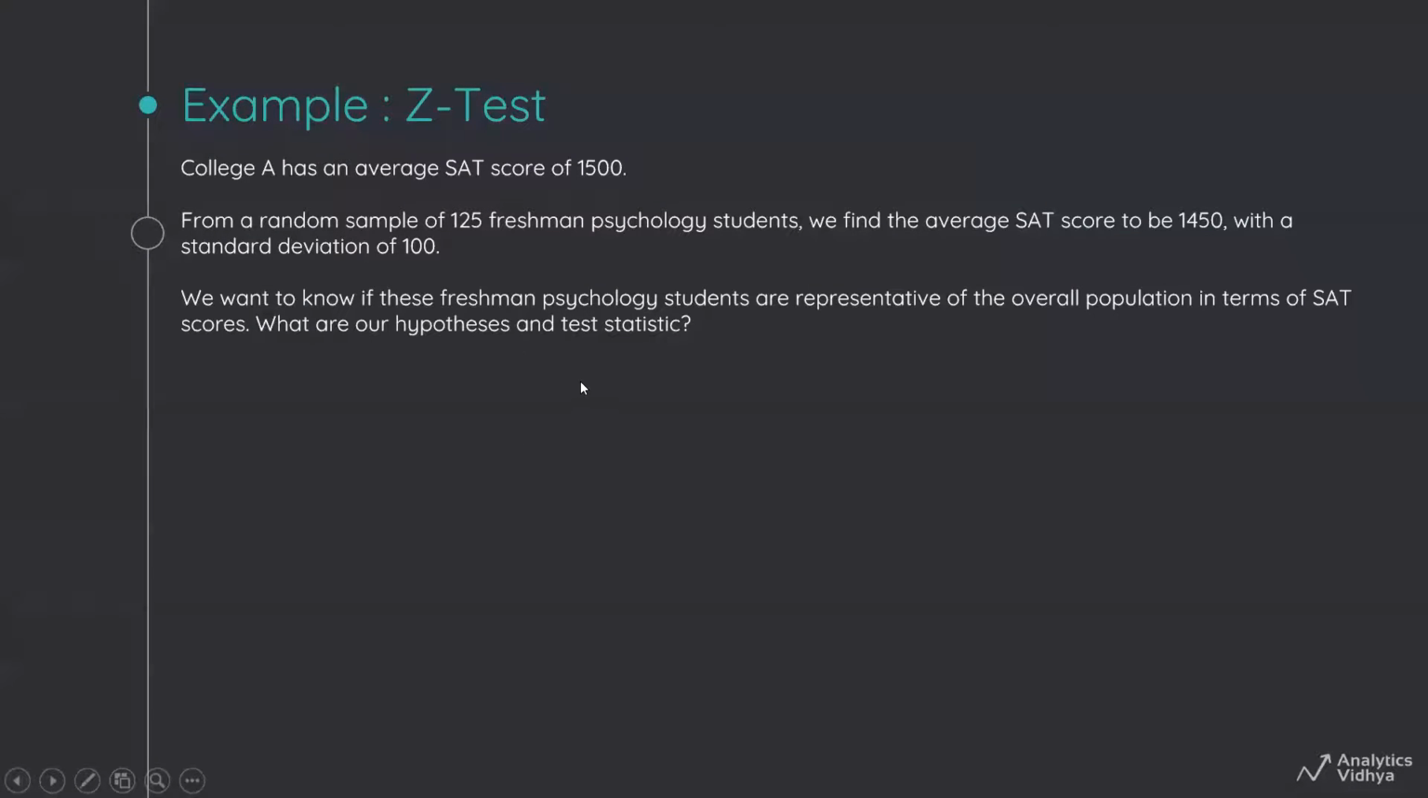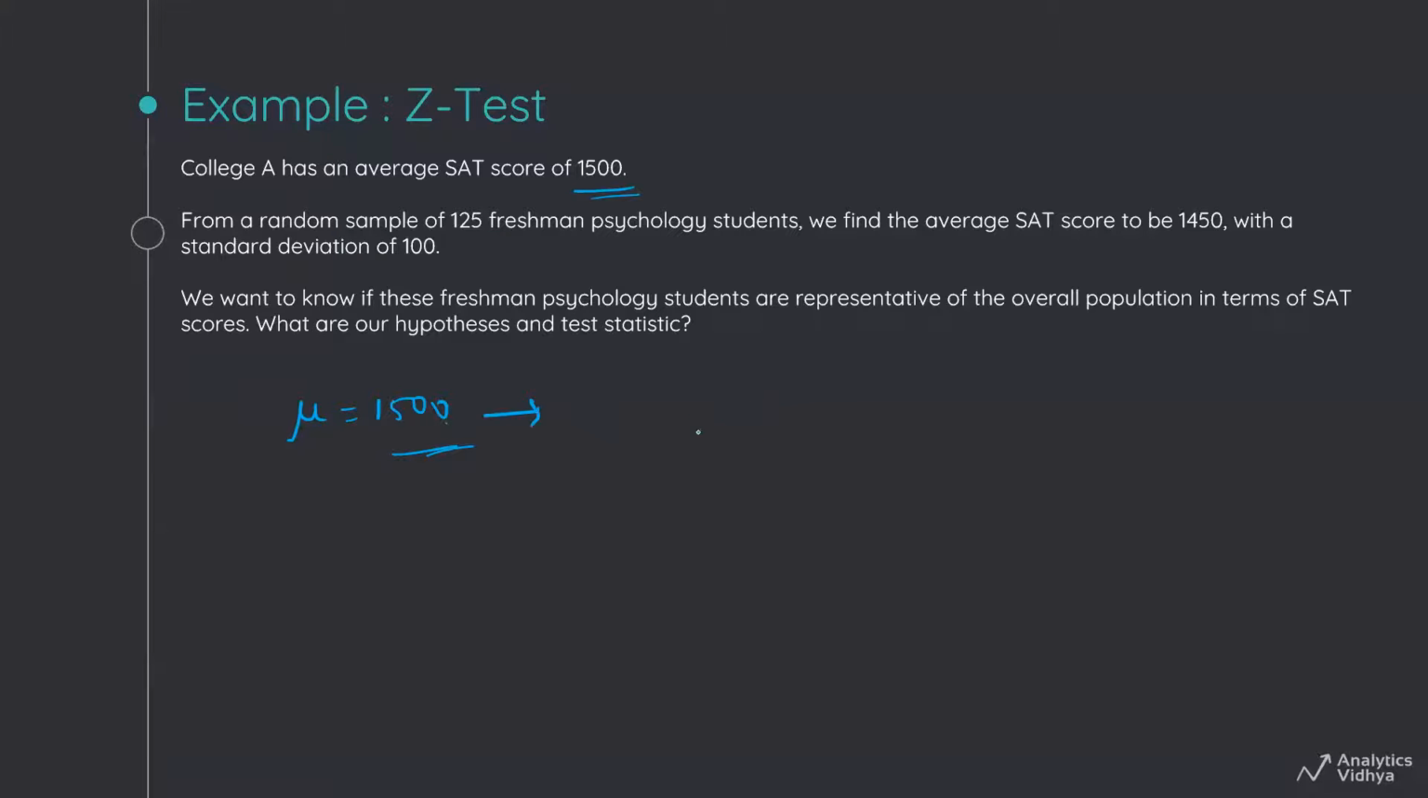Okay, now let's take this example. We'll work out this problem, and hopefully things are clear by this. College A has an average SAT score of 1500. From a random sample of 125 freshman psychology students, we find the average SAT score to be 1450 with a standard deviation of 100. If you take these two statements, my null hypothesis here is that the average score is 1500 for college A. This is assumed to be true. This is my general belief that 1500 is the average score.